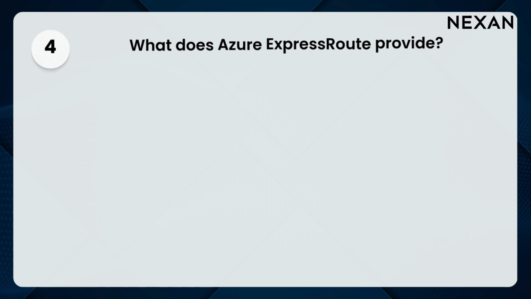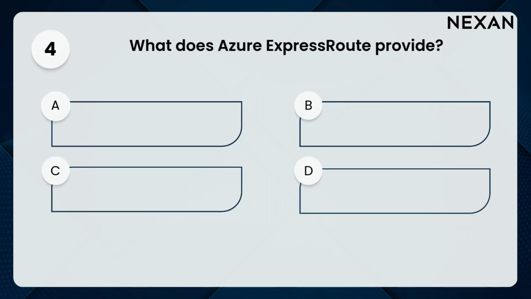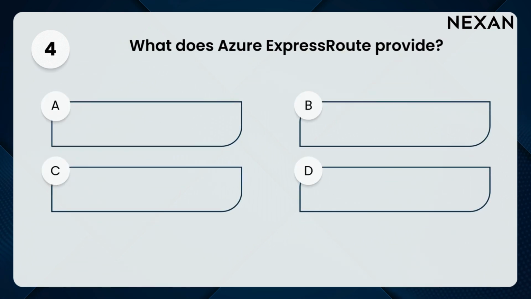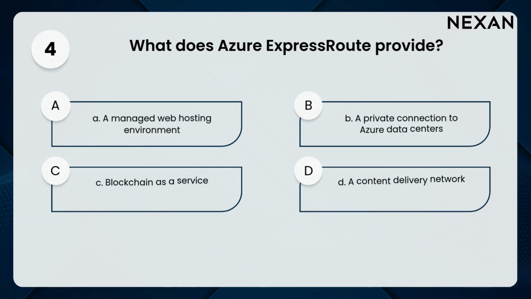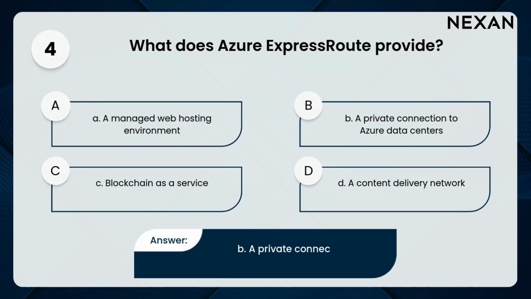4. What does Azure ExpressRoute provide? A. A managed web hosting environment. B. A private connection to Azure data centers. C. Blockchain as a service. D. A content delivery network. Answer: B. A private connection to Azure data centers.